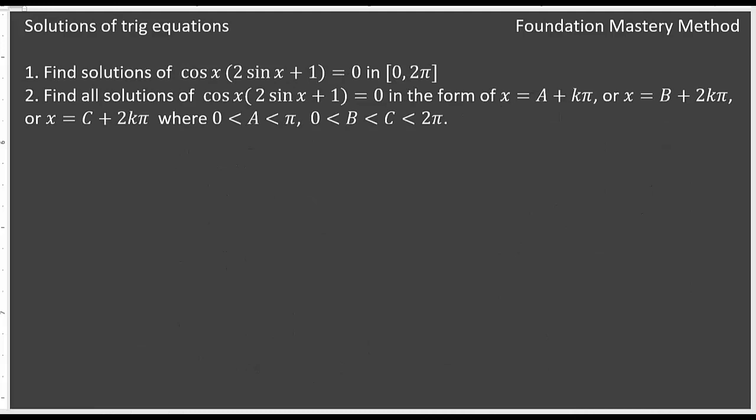I'm taking another example where we need to find all the solutions of cosine x times 2 sine x plus 1 equals 0 in the interval 0 to 2 pi. And then the second part we are saying find all solutions. Means many times you can have it with the rotations, and then your solution should be written as x equals a plus k pi, or x equals b plus 2k pi, or x equals c plus 2k pi, where a is between 0 to pi and b and c have this relation between 0 and 2 pi. So to solve this problem, first we take the equation and solve for sine x and cosine x using zero properties, because this is already in factor form.